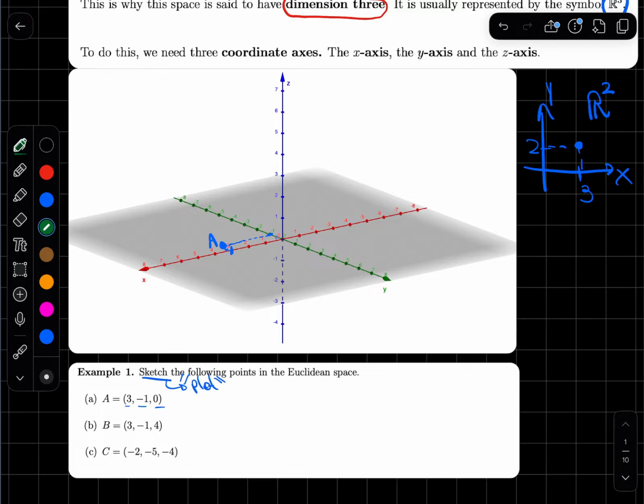B is (3, -1, 4). So it has the same x and y coordinates as A, but then it goes 4 units up. So it's going to move up from this position until it's at the same height as 4. In my picture it's a little hard to graph this accurately. Sometimes what people do is they draw this sort of solid to represent that.